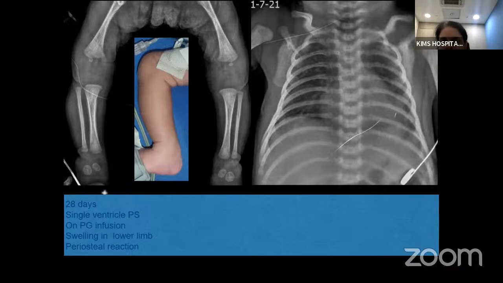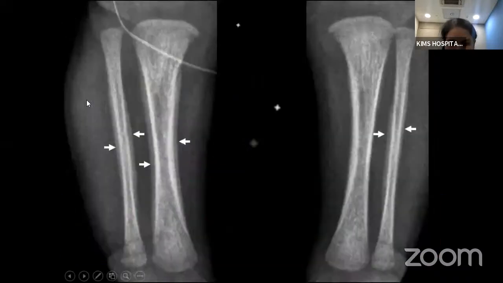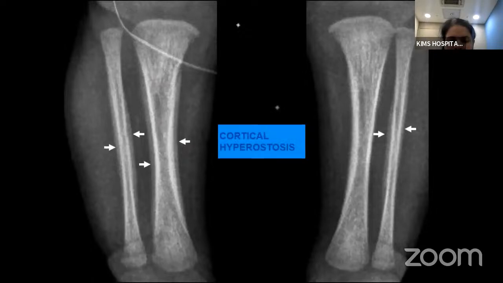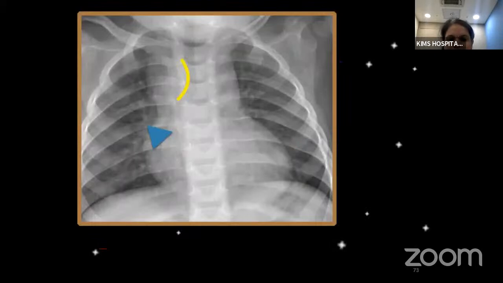This is a newborn who presented at 28 days with single ventricle and pulmonary stenosis and was started on prostaglandin infusion. The baby was given prostaglandin infusion for a prolonged period and developed swelling in the lower limb. Noticing the swelling, an X-ray of the leg was repeated, and we can appreciate here that there is increased density of the cortex of the long bones, and this is cortical hyperostosis, which is one of the classical complications of prostaglandin infusion.